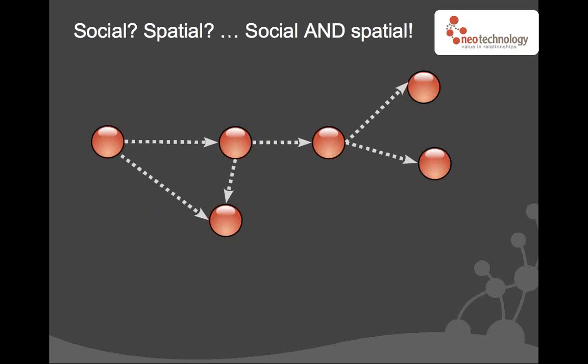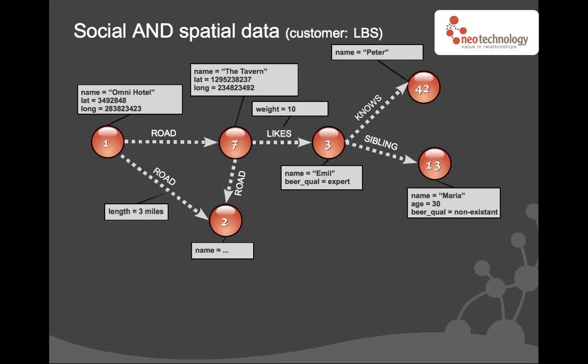Okay, so we talked about social and we talked about spatial. But what if you combine both of them? If you look at the left-hand side of this slide, you can see that it's the spatial data that we talked about before. And on the right-hand side, you can see it's a network, a social network. And in this case, we have recommendations added to this social network.